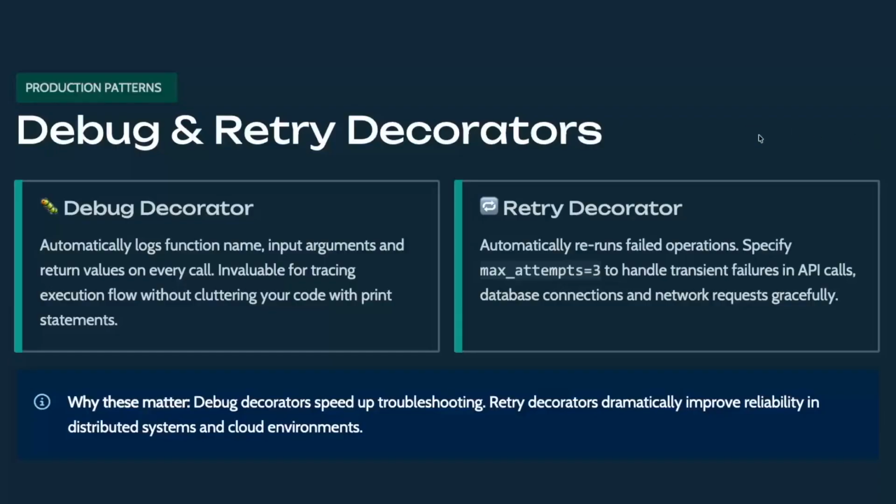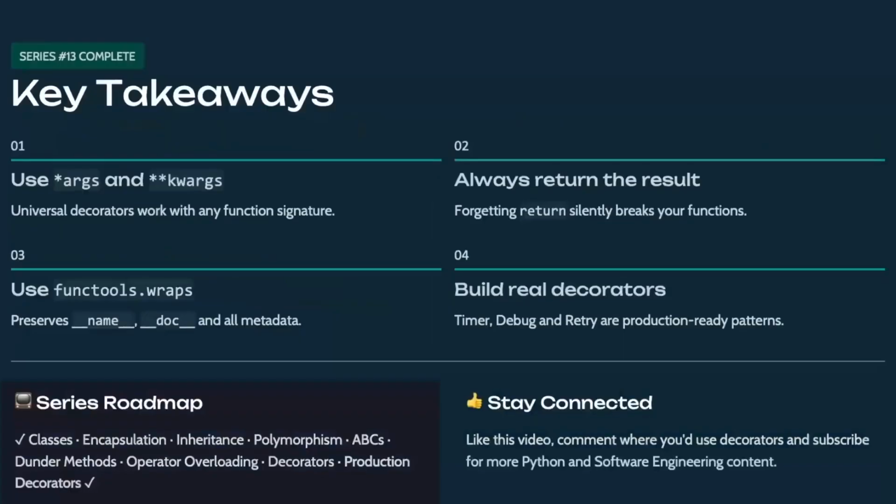So let's quickly recap what we've learned today. Production decorators should use args and kwargs so that they can work with any function signature. Always return the original function's result, otherwise you'll silently break functionality.